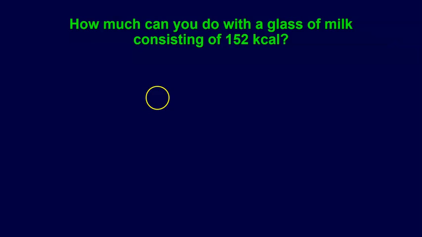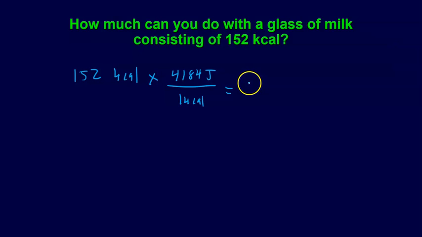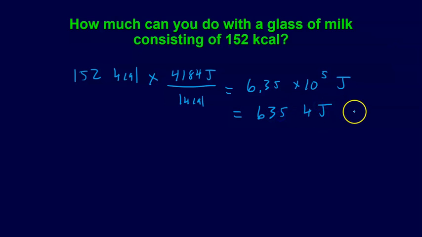And so, for instance, in this case, let's look at this. So we take, again, 152 kilocalories, and then what I'm going to do is convert this into joules. So I'll do the opposite of what we've been doing. I'll write it out: 4184 joules per 1 kilocalorie. And so that's going to give me, when I figure this out, 6.35 times 10 to the 5th joules. And so one way you can write that is 635 kilojoules.